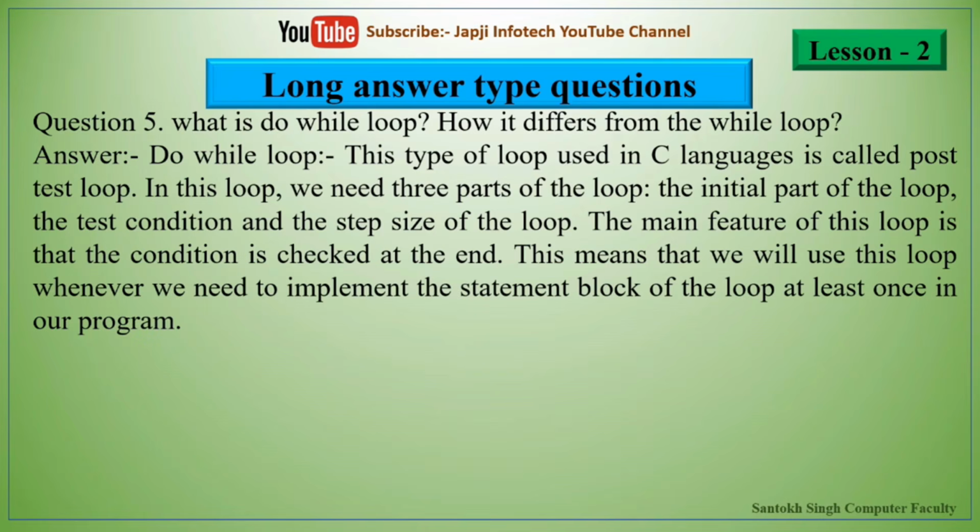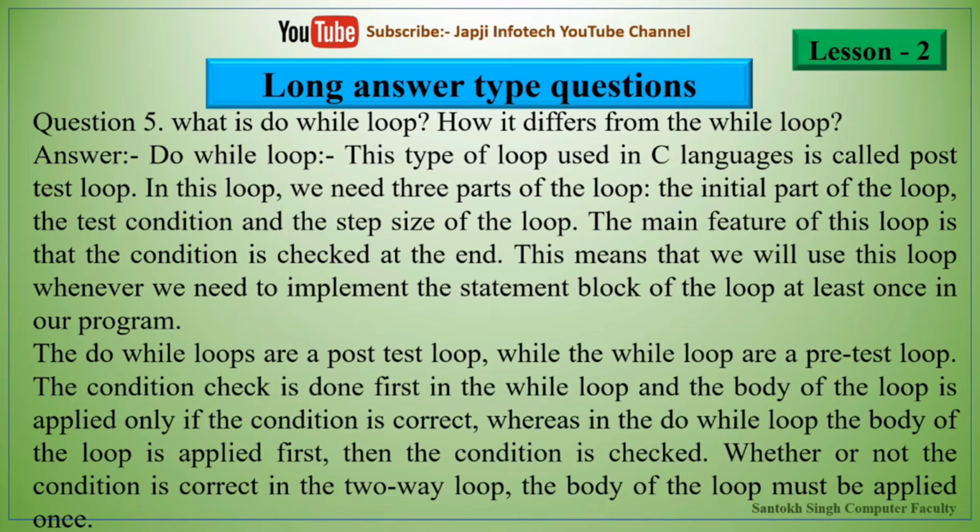This type of loop used in C language is called a post-test loop. In this loop, we need three parts: the initial part of the loop, the test condition, and the step size of the loop. The main feature of this loop is that the condition is checked at the end. This means we will use this loop whenever we need to execute the statement block of the loop at least once in our program.